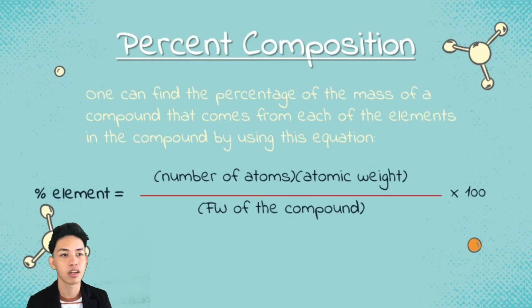Percent composition. One can find the percentage of the mass of a compound that comes from each of the elements in the compound by using the equation. The percent of an element is equal to the number of atoms multiplied by atomic weight, all over the formula weight of the compound, multiplied by 100.